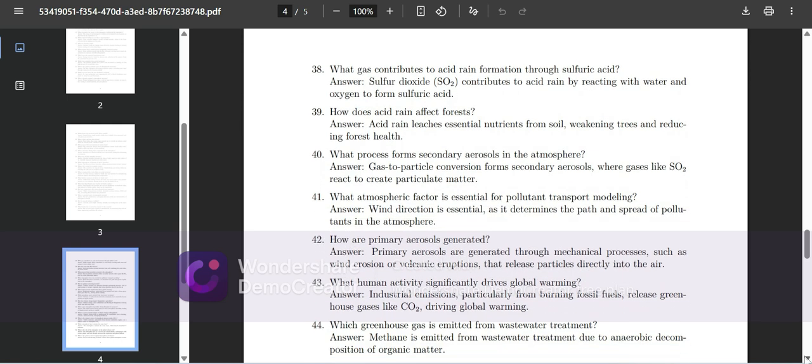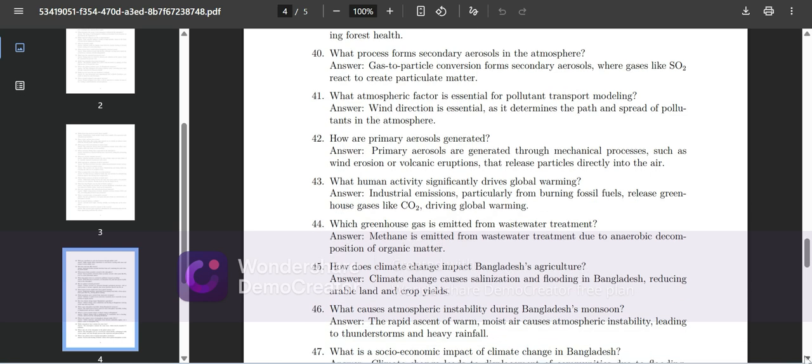What contributes to acid rain formation through sulfuric acid? Sulfur dioxide, SO2, contributes to acid rain by reacting with water and oxygen to form sulfuric acid. How does acid rain affect forests? Acid rain leaches essential nutrients from soil, weakening trees and reducing forest health.